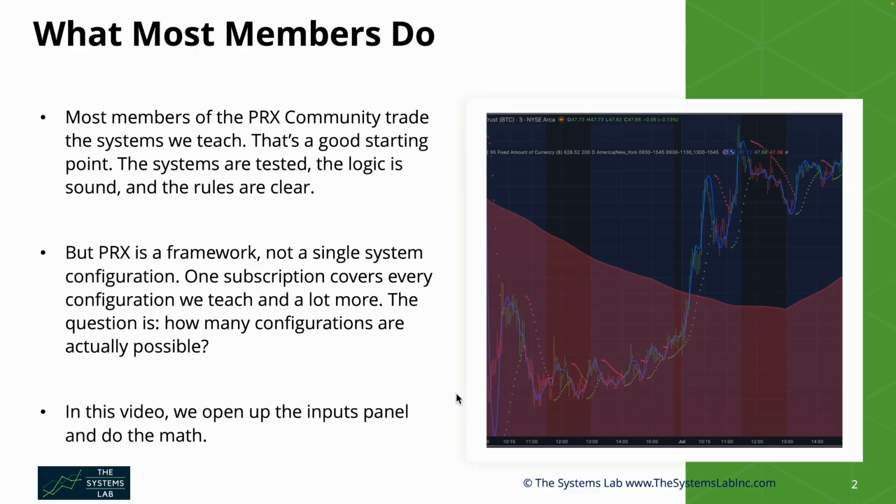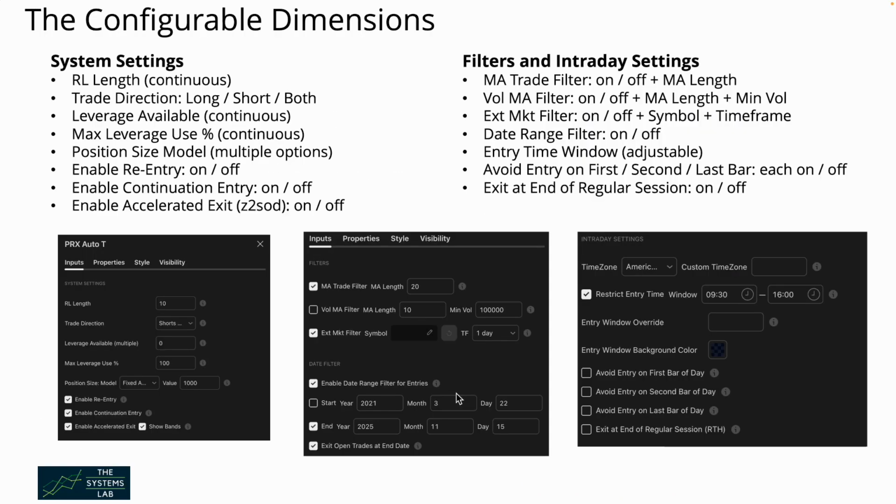In this video, we open up the inputs panel for the PRX software and do the math. Here we are looking at the inputs panel for the software, and as we see here, the system has inputs for system settings, filters, and intraday settings. Some are binary on-off settings, some have multiple options, and some are continuous with the trader entering a numerical value. So how many combinations does this add up to?